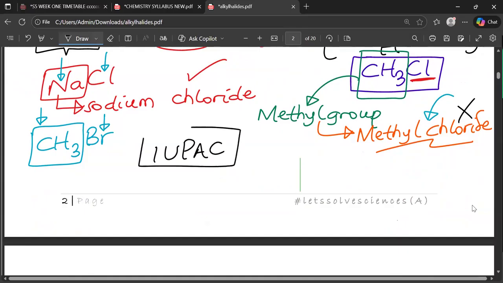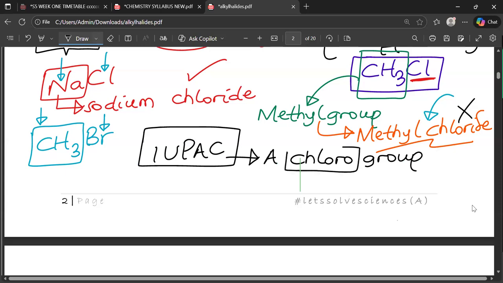IUPAC name. The IUPAC name is very easy, because we said, how was the other one named? I remember in functional groups I told you that Cl alone is called a chloro group. I don't know if people are aware. I remember teaching you that.